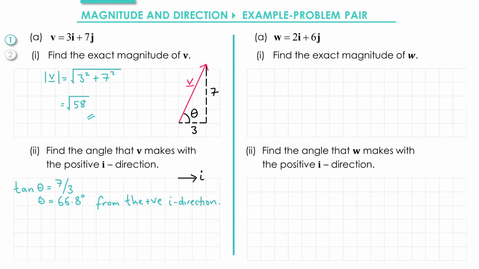We'll start once again with a diagram. We've got a vector going to the right and up. We're going 2 in the i direction and 6 in the j direction. And while we're at it, we'll add in the angle theta. Okay, let's find the magnitude then by using Pythagoras. We get the magnitude of w equals the square root of 2 squared plus 6 squared. 2 squared is 4, 6 squared is 36, that gives us the square root of 40. We could leave our answer like that, but 40 is 10 times 4, so we could simplify this to 2 root 10.